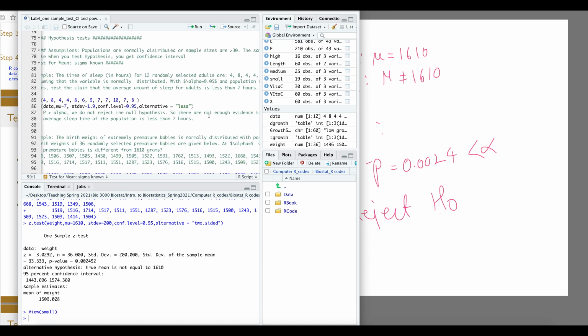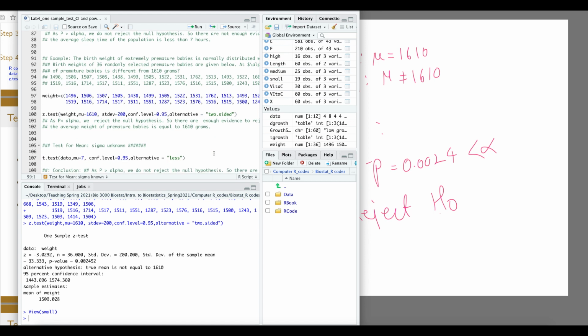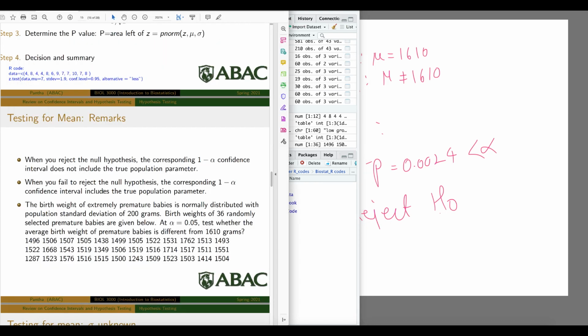So this is how you do hypothesis testing by hand and using the software R, okay? Software R is a lot easier. You just change those values, put the data there, and find out the p-value. Okay guys, so the next one I want to do is the t-test when sigma is not known.